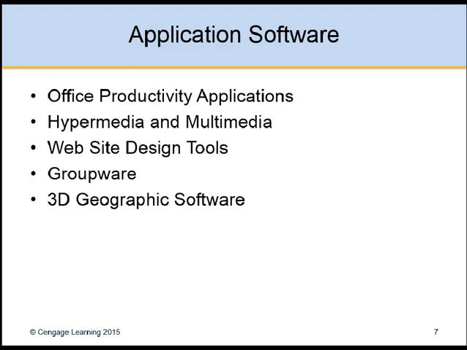3D geographic software is used to develop three-dimensional models of geographical locations. Models are created from land and aerial photographs. These systems help with navigation when tied to global positioning system software. They can create virtual versions of existing tangible items or create new ones.